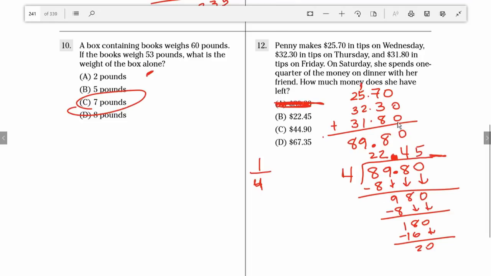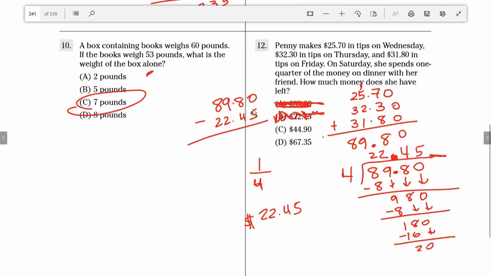So we know a quarter of $89.80 is $22.45. Okay? So in light of that, to answer this problem, we're going to do $89.80 minus 22.45. Again, that's a quarter. That's not going to be the answer, because that's what a quarter of $89.80 is.